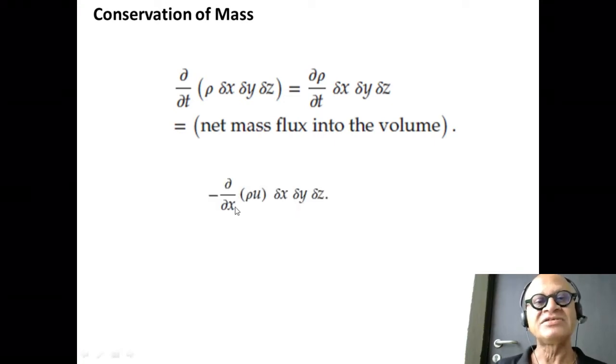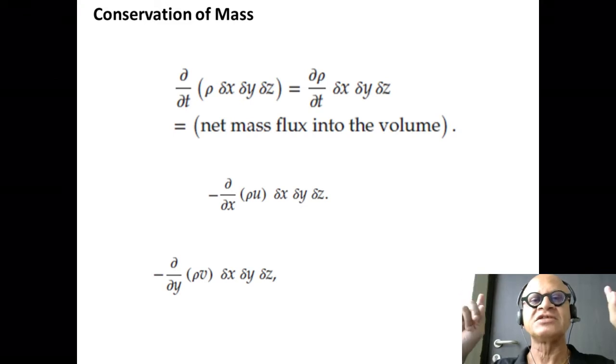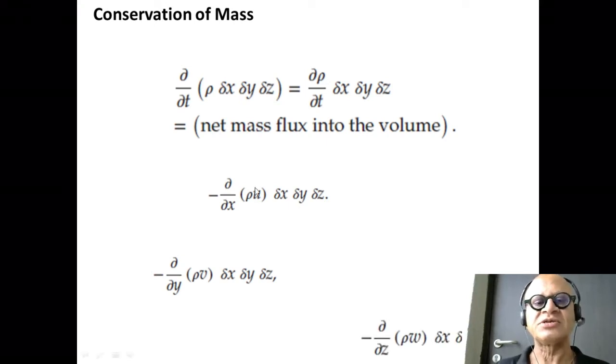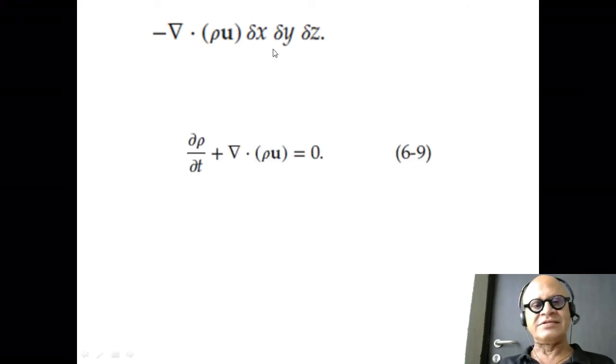It's minus d/dx of rho u delta x delta y delta z, just the way we did before. We've already done the minus half delta x, plus half delta x, Taylor expansion, and the subtraction to get the net fluxes. And these are the three directions. So d rho u/dx, d rho v/dy, d rho w/dz, right? So those are the three fluxes. And you can write that again using our vector notation, minus grad dot rho u delta x delta y delta z.